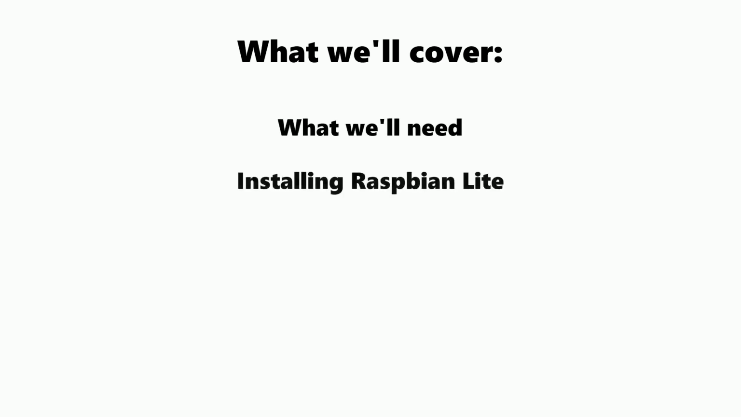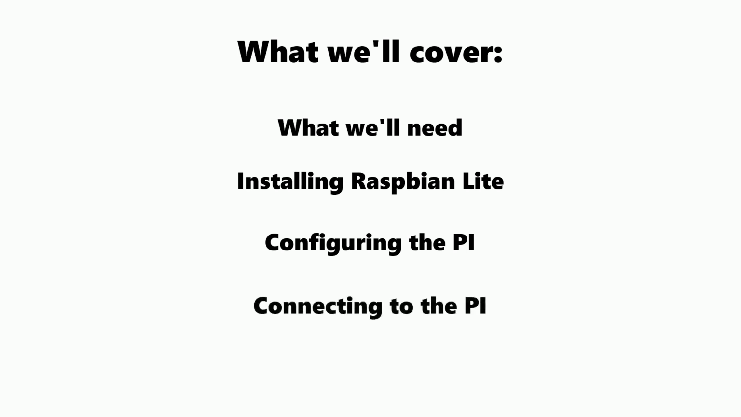But before we begin, let's first talk about what we'll cover in this video. First, we'll take a look at what parts we'll need. Next, we'll take a look at installing the Raspbian Lite OS. Then we'll look at configuring the Pi, including connecting it to the network. And then finally, we'll connect to the Pi using our PC.